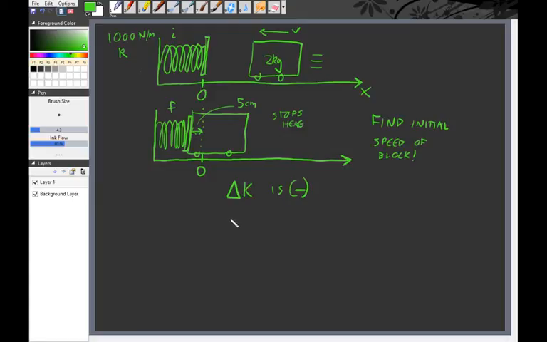It's losing kinetic energy. What's your change of potential energy? This is spring potential energy, of course, not gravitational potential energy. Well, it's got no stored energy here. You compress a spring, you're storing energy in it. So it's going to be positive. It's gaining stored energy. And of course, we're making an assumption here that there's no friction whatsoever, and there's no energy lost from the system.